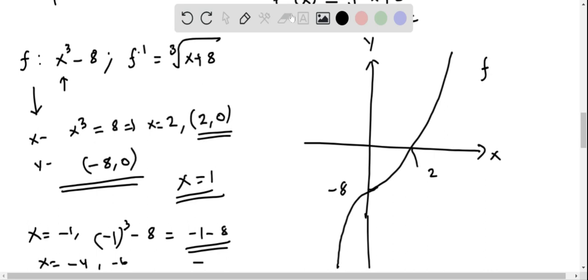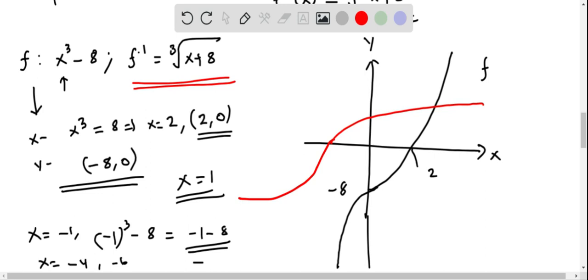In the same way which we have done for graphing f, we can also do some analysis for f inverse. We have to consider the equation f inverse equal to cube root of x plus 8. Find the x and y intercepts, and then let x be greater than the x-intercept as well as less than the x-intercept, and then determine how the function is behaving. So when you do that, we'll be getting a graph like this. This will be the graph of f inverse.